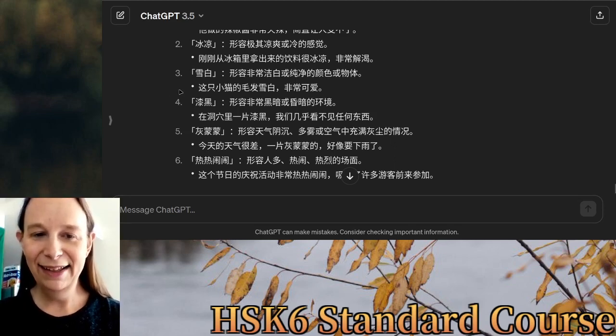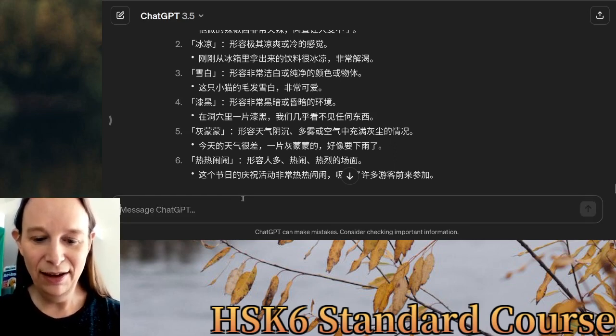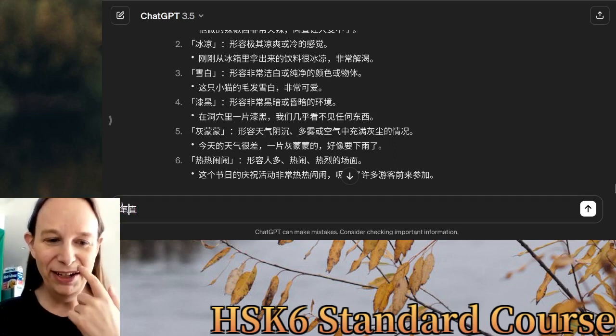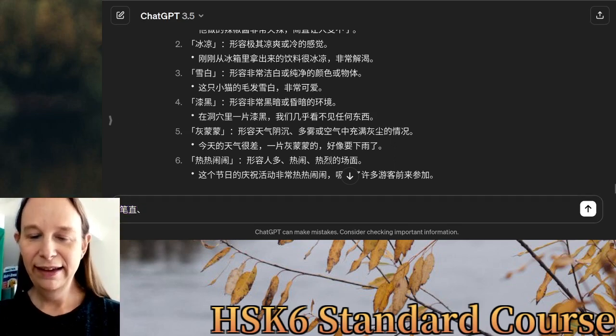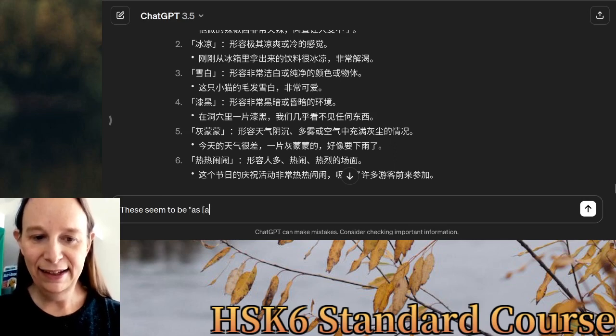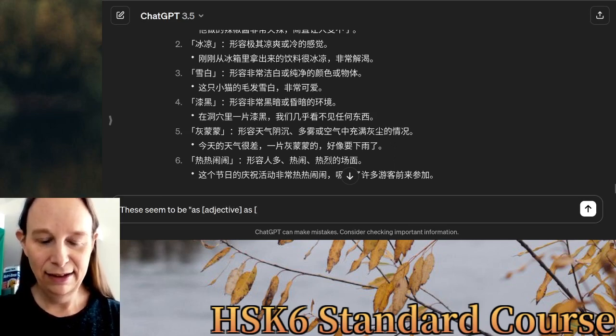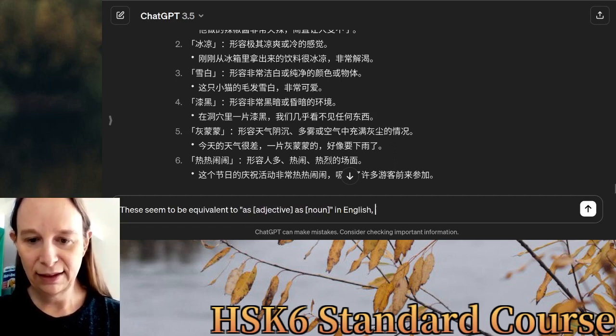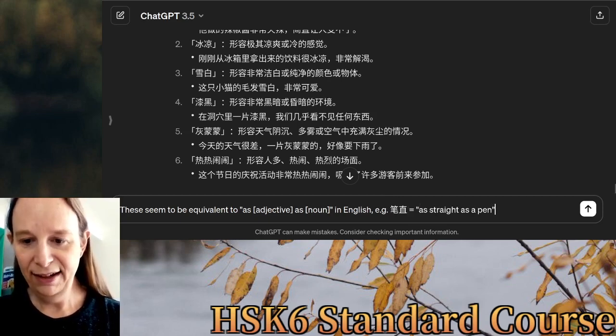It just means as big as, I don't know. As straight as a tree. In Chinese, it's 笔直. It's as straight as a pen. Can you see that? Sort of. 笔直, as straight as a pen. 笔直. What else is it? These seem to be as adjective as noun. Equivalent to in English. As straight as a pen.